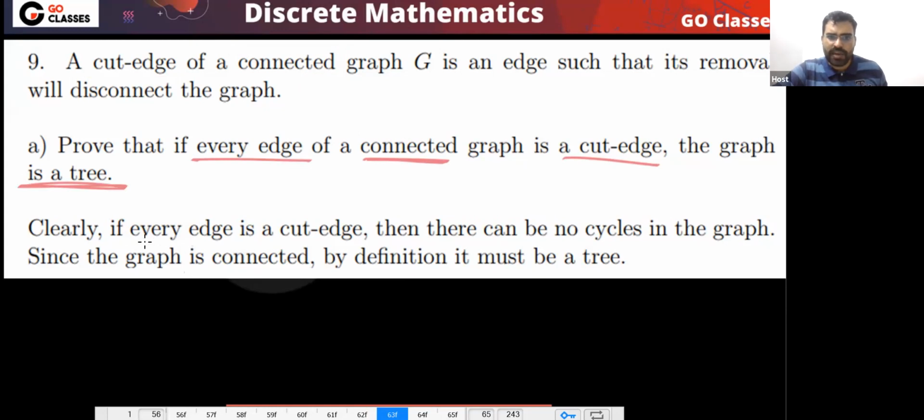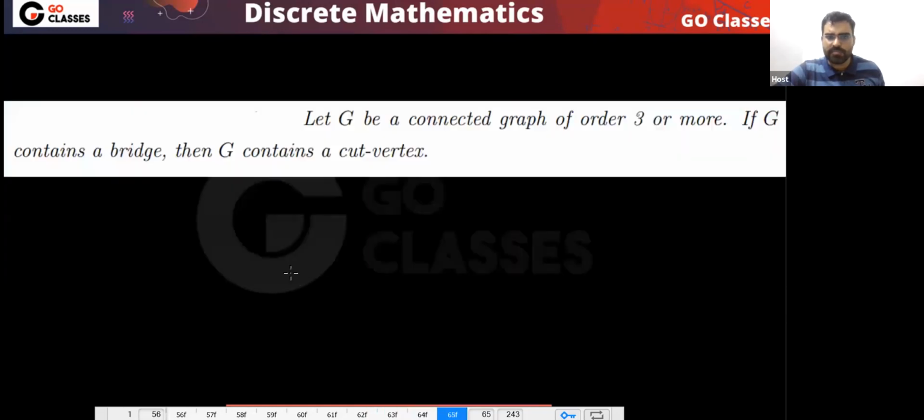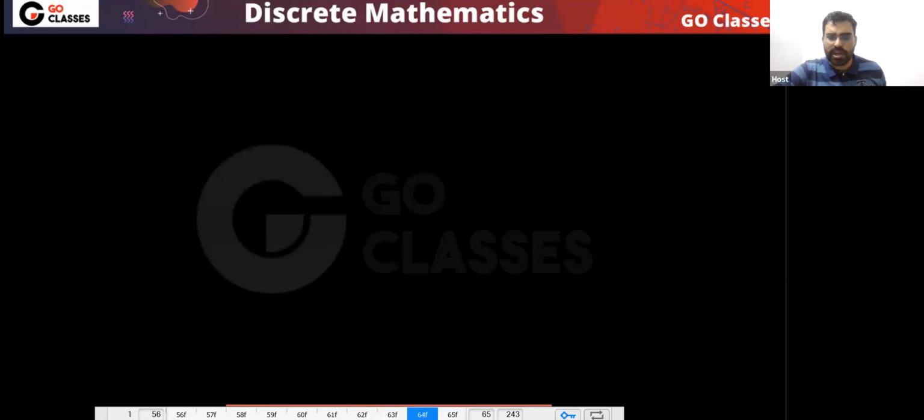If every edge is a cut edge, then it means there is no cycle in the graph, and your graph is connected also, so it must be a tree. Did you understand? So far, does anyone have any doubt? Let me know. Do you have any doubt right now at this moment? Please tell me. Did you understand all these concepts? Very simple.